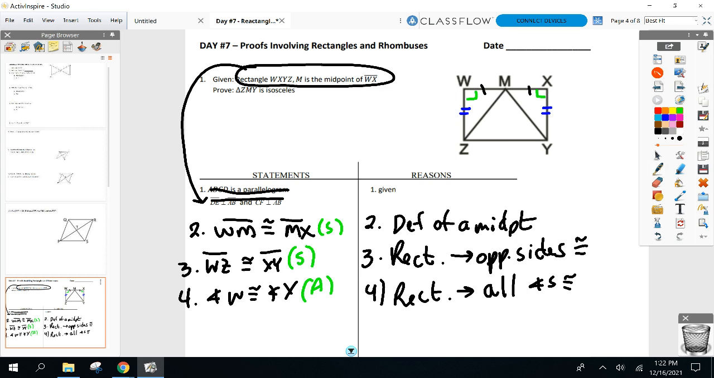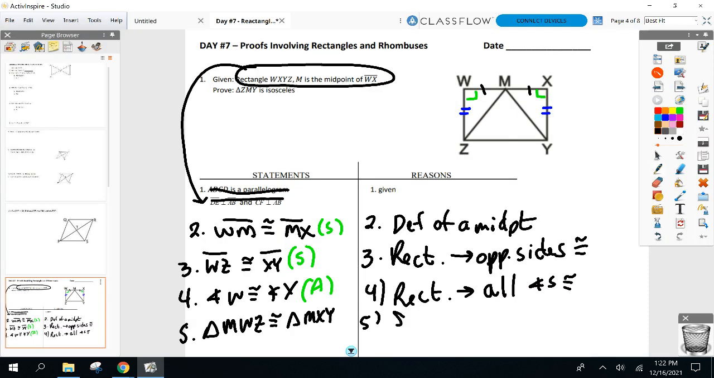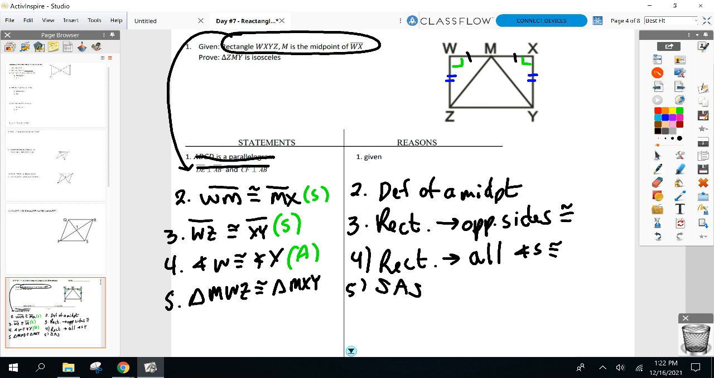And then finally, I think we got enough info, right? Oh, triangle MWZ is congruent to triangle MXY. Oh, you're not done yet, though. You're not done yet. Why? Reason? 7, reason? Side, angle, side.